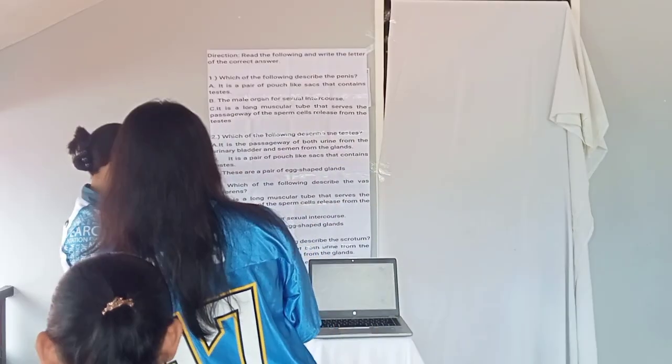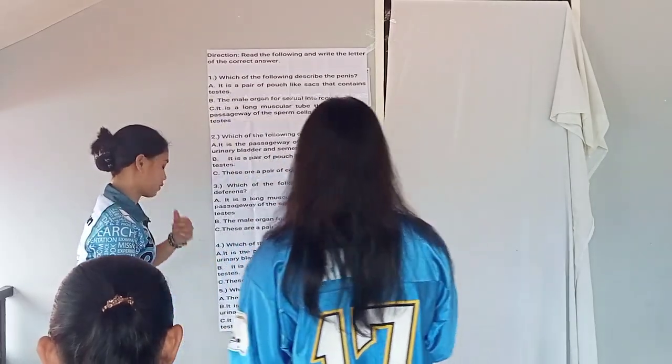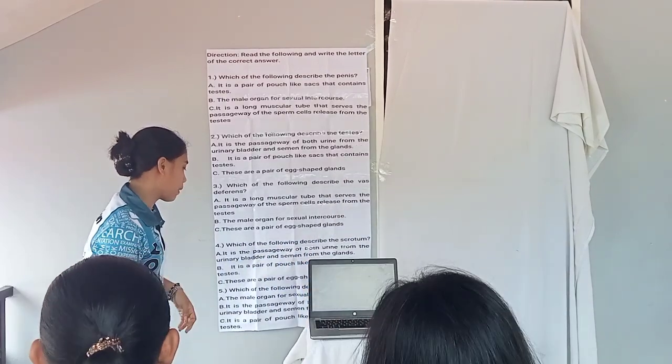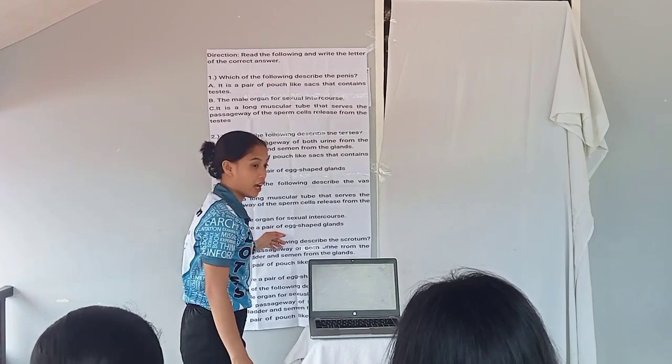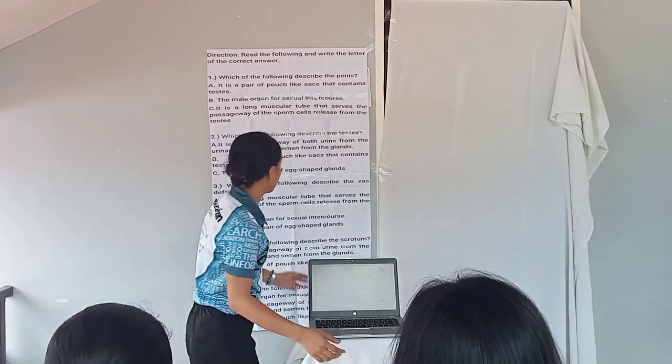Which of the following describes the urethra? Letter B, ma'am. Okay, the urethra is the passageway of both urine from the urinary bladder and semen. Okay, very good, class.